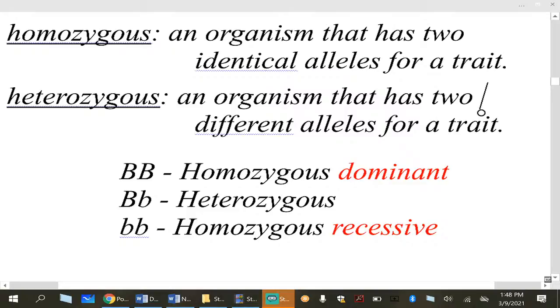You ready? Number one, what'd you get? Gabby: Homozygous dominant. Number two, what'd you get? Reagan: Homozygous recessive.